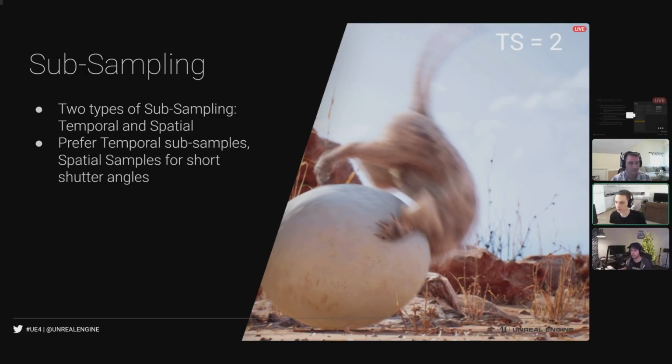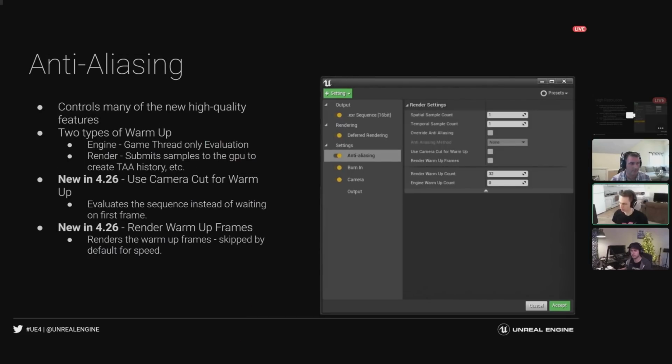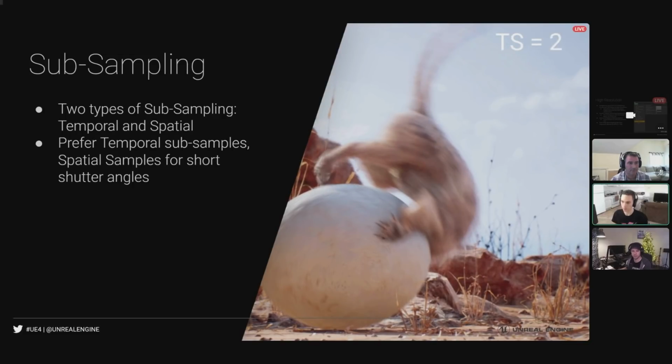Okay, next we're going to talk about subsampling. We have two different types of subsampling, which are controlled again by the anti-aliasing menu here. The two different types of subsampling are temporal samples and spatial samples. In general, you're going to prefer using more temporal samples. Spatial samples is really only there for short shutter angles. So if you're trying to make a really crisp image that has no motion blur, you're going to need to use spatial samples. But if you're making a trailer or movie, temporal samples is generally what you're going to want to use.